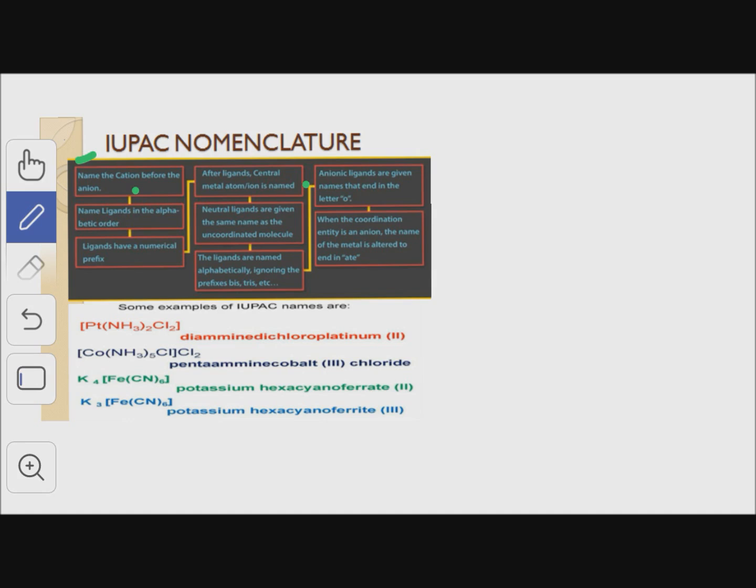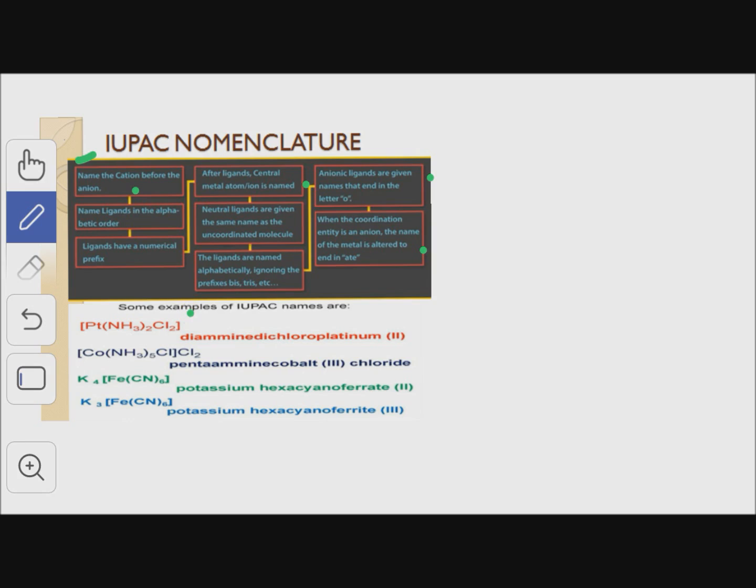Then neutral ligands are given the same name as the uncoordinated molecules. And then the ligands are named alphabetically, ignoring the prefixes bis, tris, etc., in case of bidentate, tridentate, tetradentate ligands. And then we write the anionic ligands. Anionic ligands, their names end in the letter O. And when the coordination entity is an anion, then the name of the metal is altered to end in ate. Let us illustrate with examples.